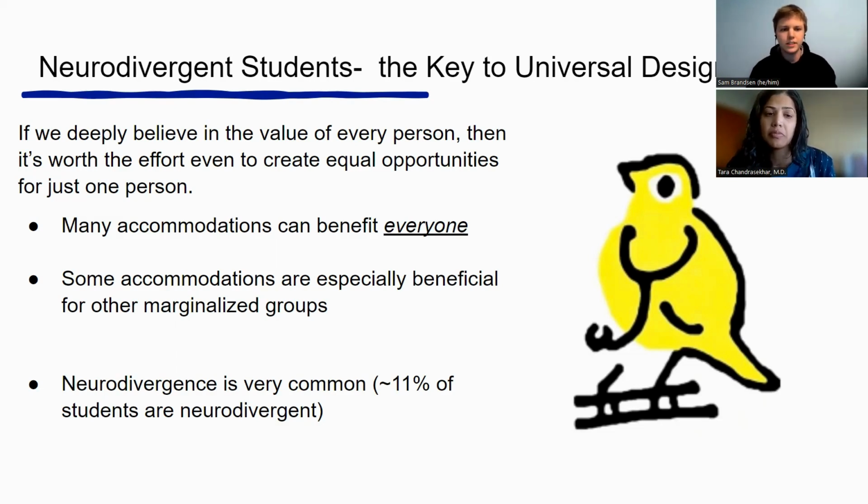And also, we just want to note that neurodivergence is very common. So around 11% of students are neurodivergent. So this is a pretty significant portion of the student population that can be benefiting from these.